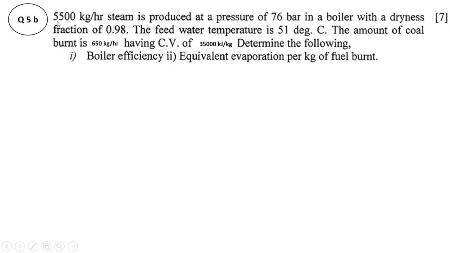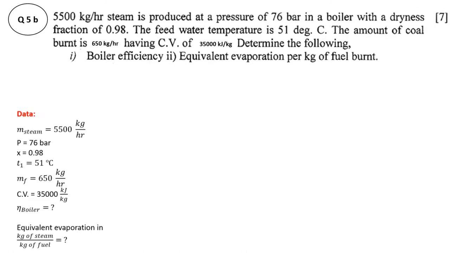The problem statement is 5500 kg per hour steam is produced at a pressure of 76 bar in a boiler with a dryness fraction of 0.98. The temperature of the feed water is 51 degree centigrade and the amount of coal burnt is 650 kg per hour having calorific value of 35,000 kilojoule per kg. And we have to determine the boiler efficiency and equivalent evaporation per kg of fuel burnt.